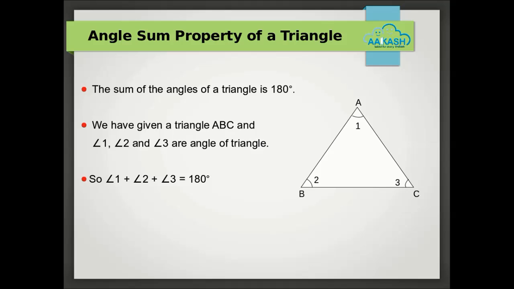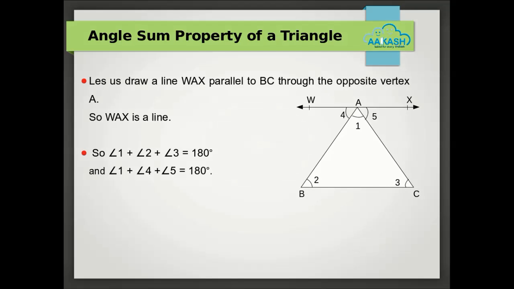Angle sum property of a triangle. The sum of all the angles of a triangle is 180 degrees. We have a triangle ABC, and angle 1, angle 2 and angle 3 are angles of the triangle. So, angle 1 plus angle 2 plus angle 3 is equal to 180 degrees. Let us draw a line WAX parallel to BC through the opposite vertex A. So, WAX is a line. So, angle 1 plus angle 2 plus angle 3 is equal to 180 degrees, and angle 1 plus angle 4 plus angle 5 is equal to 180 degrees.